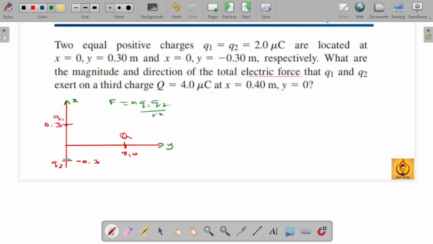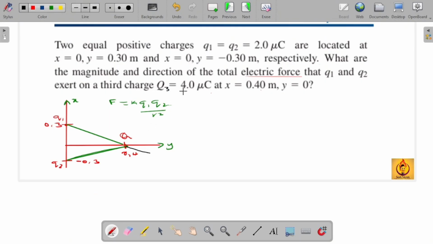r is the distance between the two. So that means the distance between these two, this is our r. And because we want to find the force that Q1 exerts on the other charge, we will call this Q3. So the force of Q1 on Q3 will be here.